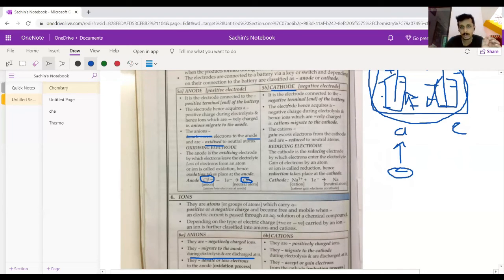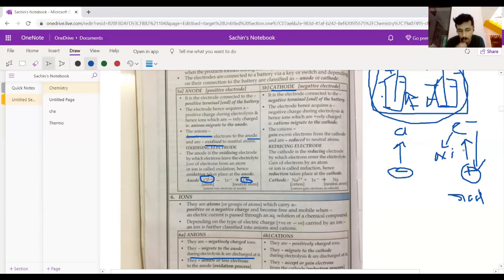Now we come to the cathode. The cathode is exactly opposite of the anode. It's a negative electrode, hence positive ions move towards it. The positive ions are lacking electrons. They are cations, hence they take electrons from the cathode. They're taking electrons, which means cations undergo reduction, whereas the cathode is giving electrons to the cations and will undergo oxidation. Is it clear? Here two things we have to understand: which is giving electrons, and which is taking electrons.